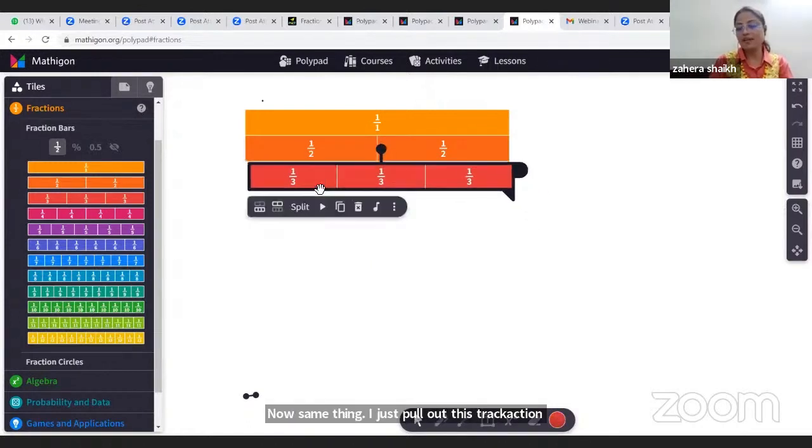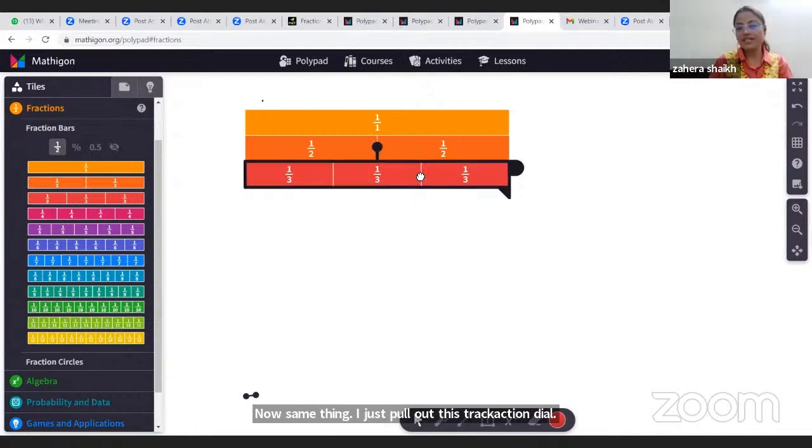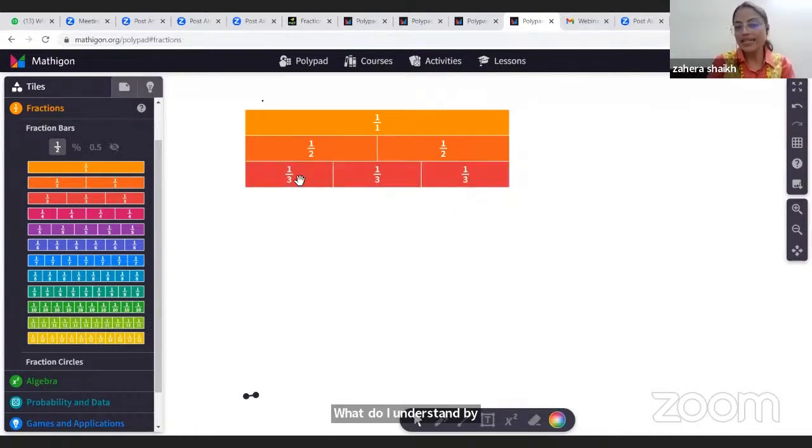What do I understand by observing this layer? So I can see that now this whole part is divided into 3 equal parts, and each part is 1/3. It is not 1 out of 3 objects. It is 1 part out of 1/3, right? So I have 3 equal parts, and this is only 1 part of 1/3. And this kind of 1/3, if combined together 3 times, then we get a whole.